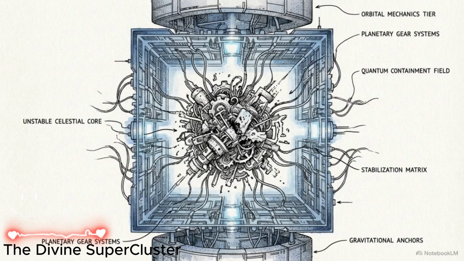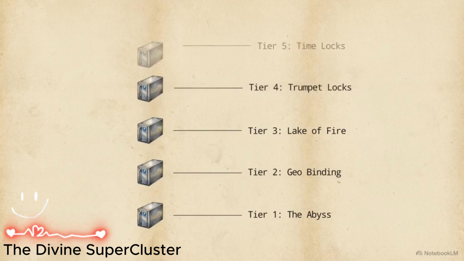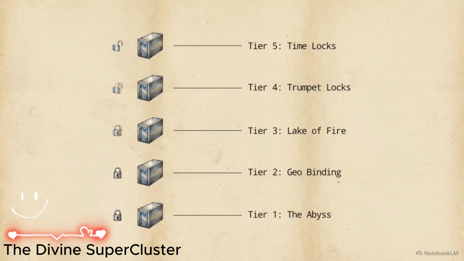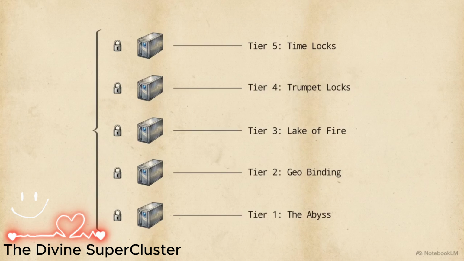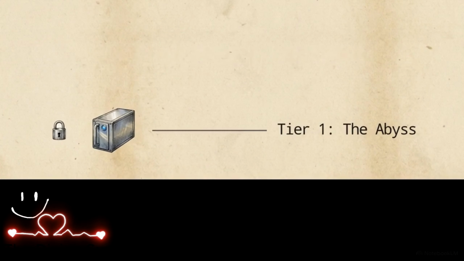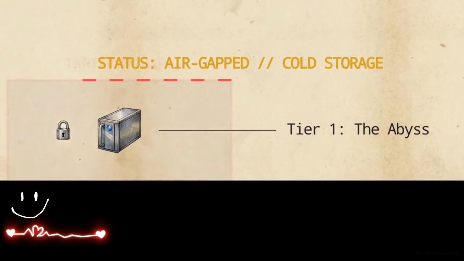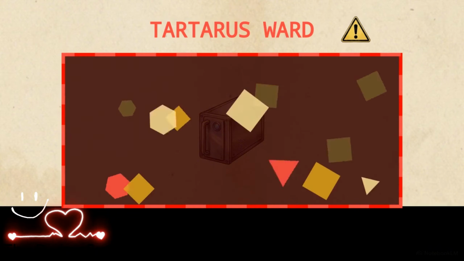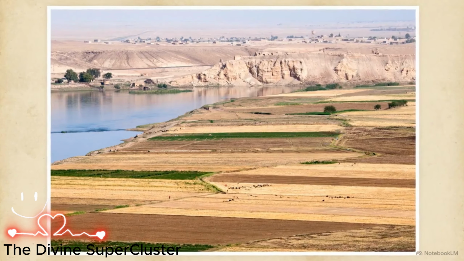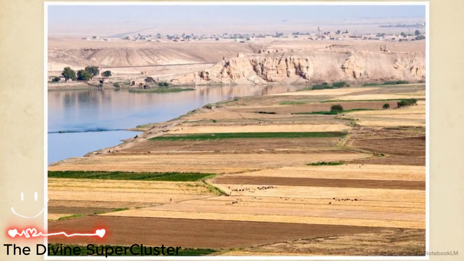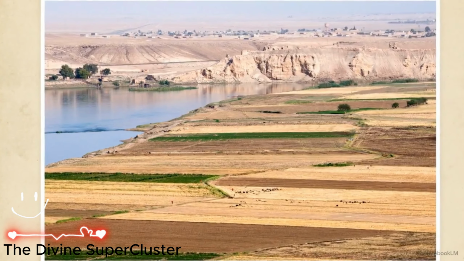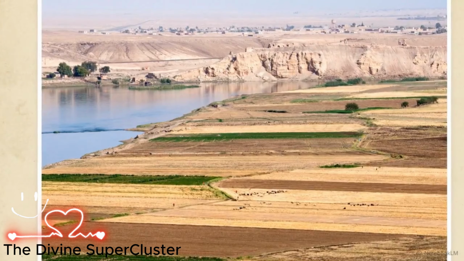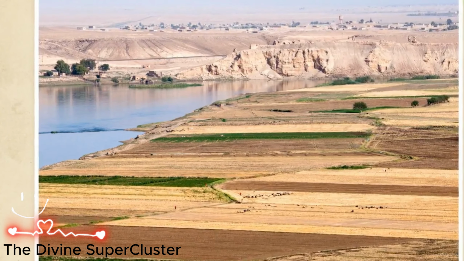Every system migration must manage legacy code and rogue entities without destroying the operational environment. The supercluster utilizes 5 tiers of isolation protocols to manage processes that deviate from the source code. Tier 1, the Abyss, acts as air-gapped cold storage. Deep within this archive, Tartarus serves as an isolation ward for unauthorized hybrid processes. Tier 2 utilizes geographic binding. The entities tethered to the Euphrates River illustrate geofenced isolation, where dangerous processes are locked to physical coordinates.